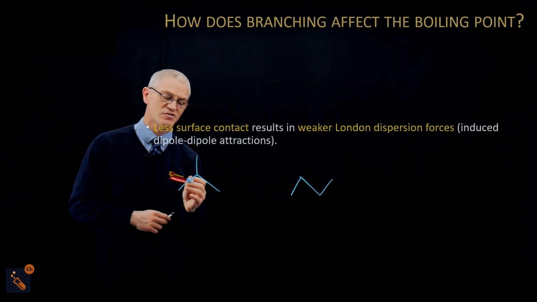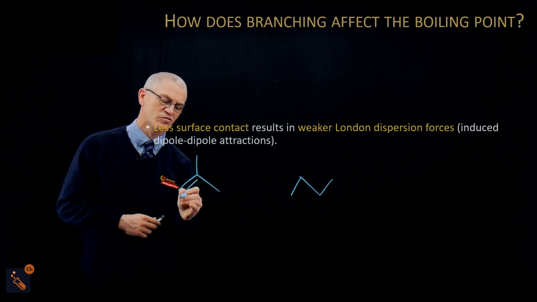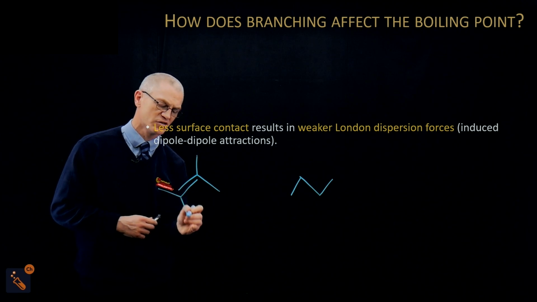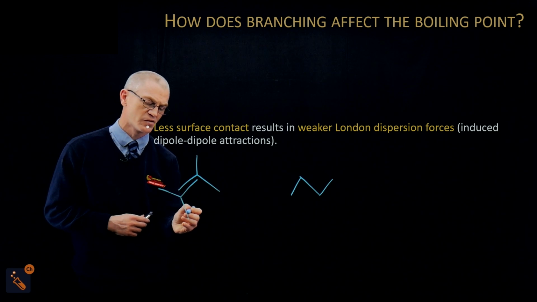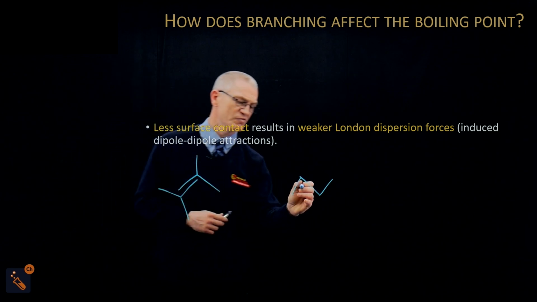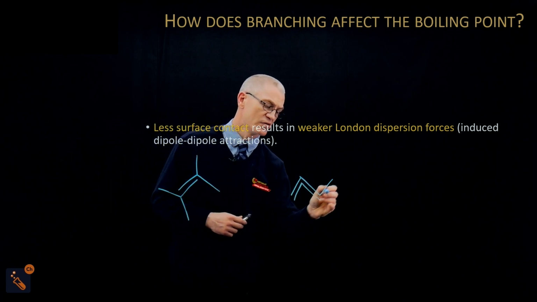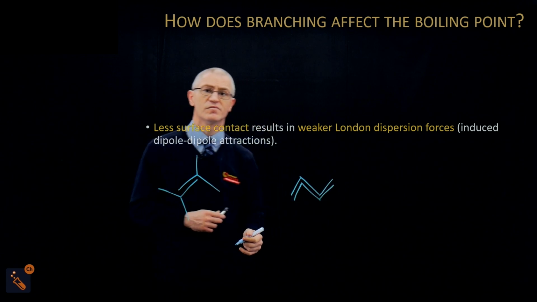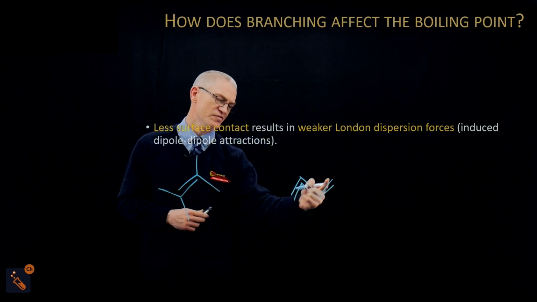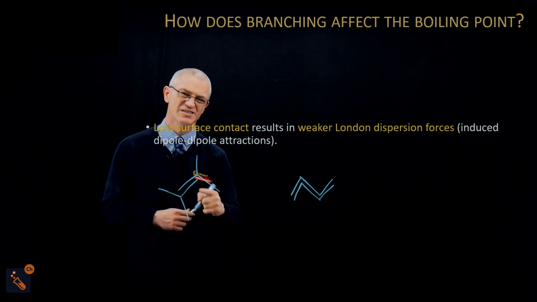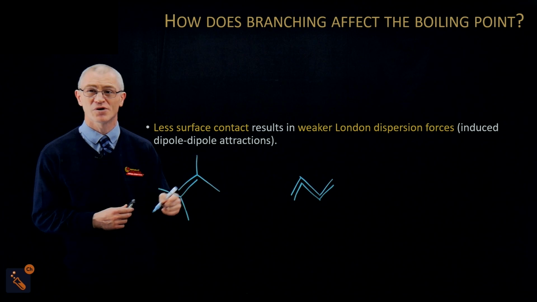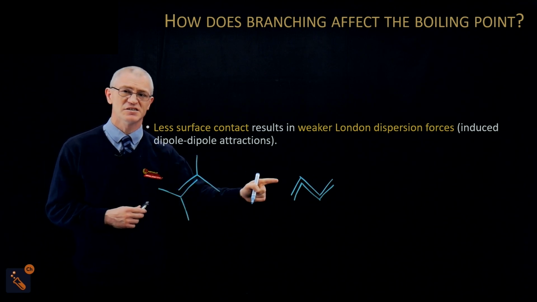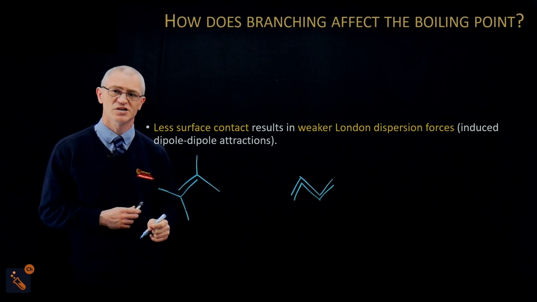Let's look at the surface contact. So if I want to line two of these molecules up, and I encourage you to do this yourself, okay, and you can line two of them up there. Now, if we do exactly the same on this one, and you can see, look at that, all that surface contact, loads of surface contact. Look at this tiny amount of surface contact. So it's less surface contact in the branched version than there is in the straight chain.